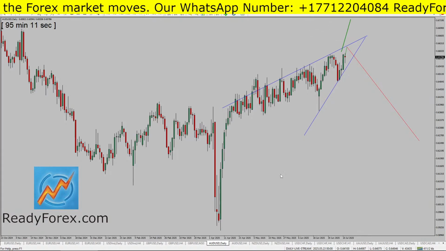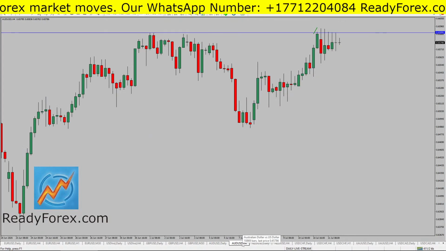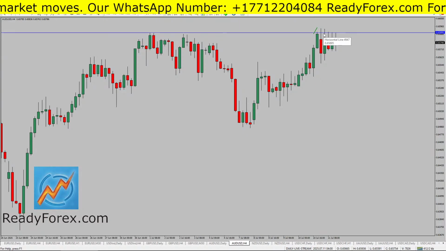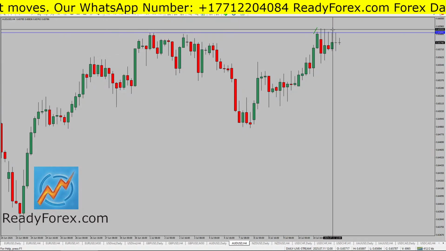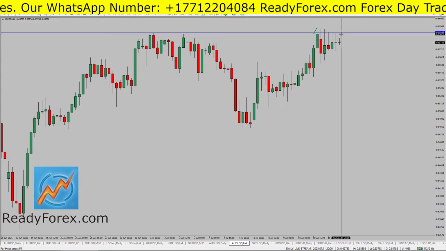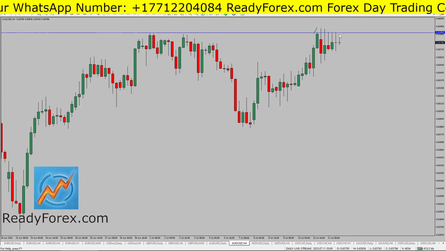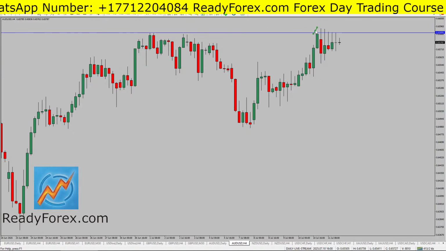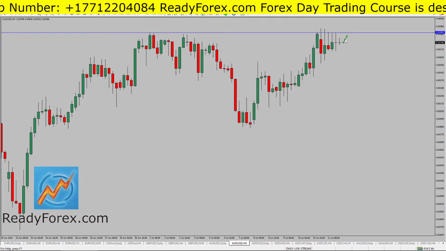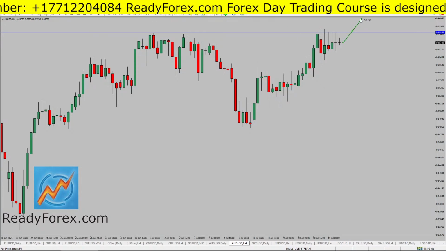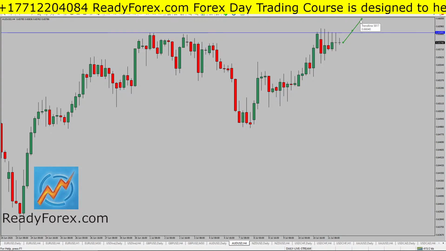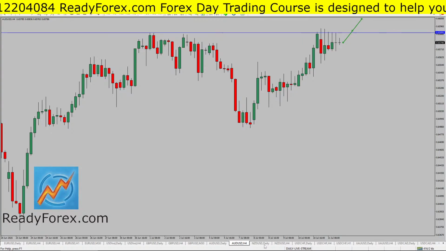If you take a look at the 4-hour time frame, it just keeps testing. We keep getting spikes on both sides. So the way I see it, the market is probably going to rise up even further. I expect more upside in the Aussie dollar currency pair.